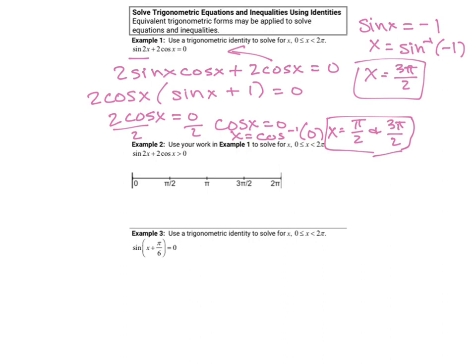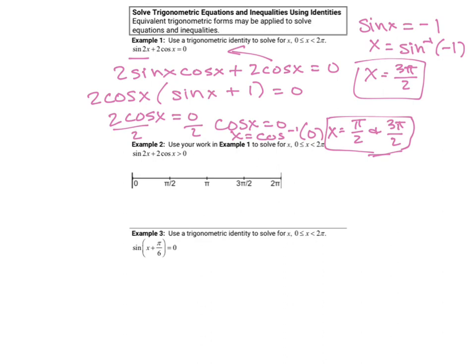Could be. No, it's not a hole. They're both continuous. Okay? No, not if you're dealing with continuous functions. There's no reason to have a hole.